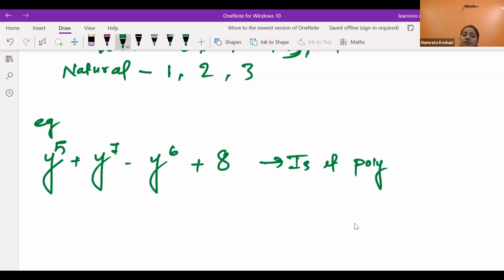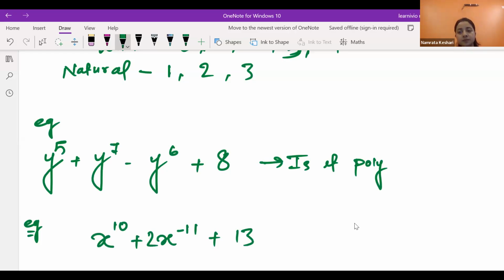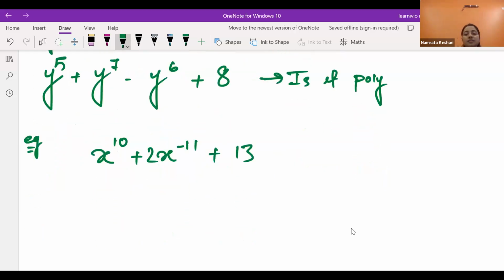If I give you one example, x to the power 10 plus x to the power 2 plus x to the power minus 11 plus 13, is it a polynomial? No. Why? Because it has the power minus 11. Exactly, and that is an integer, that is not a whole number, right? Yes, ma'am. Each and every variable's exponent has to be a whole number. Here we are having negative 11, that is not a whole number. Due to that reason, this is not a polynomial.